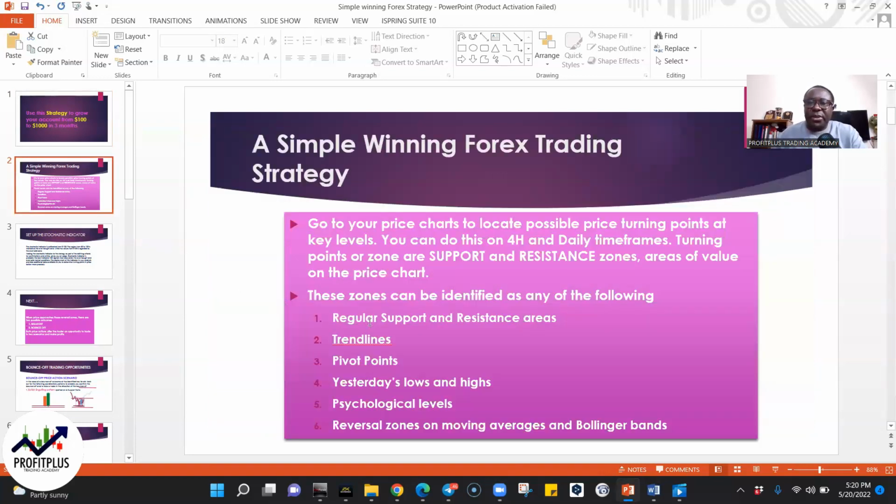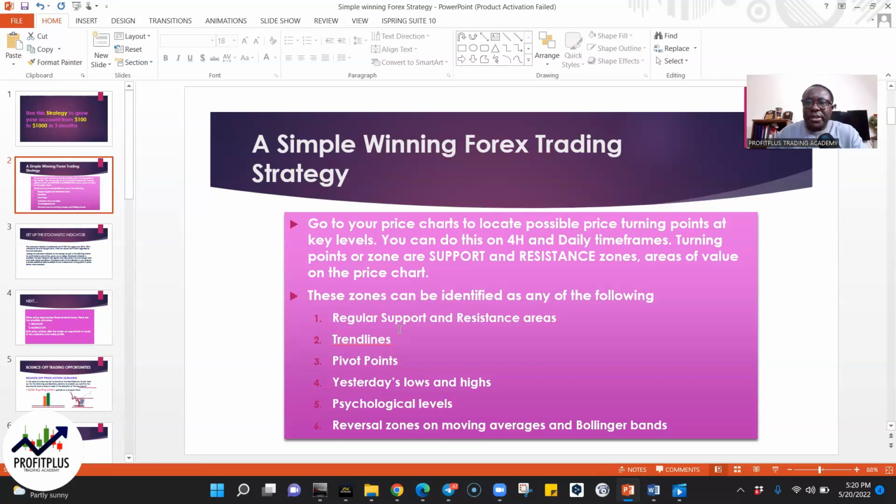The first thing that you're going to do is to go to your price charts. This time around, use the 4-hour time frame and the daily time frame to locate turning points. Turning points are price zones where price usually will bounce off over a period of time. These are the support and resistance zones. Some people call them the demand and supply zones.